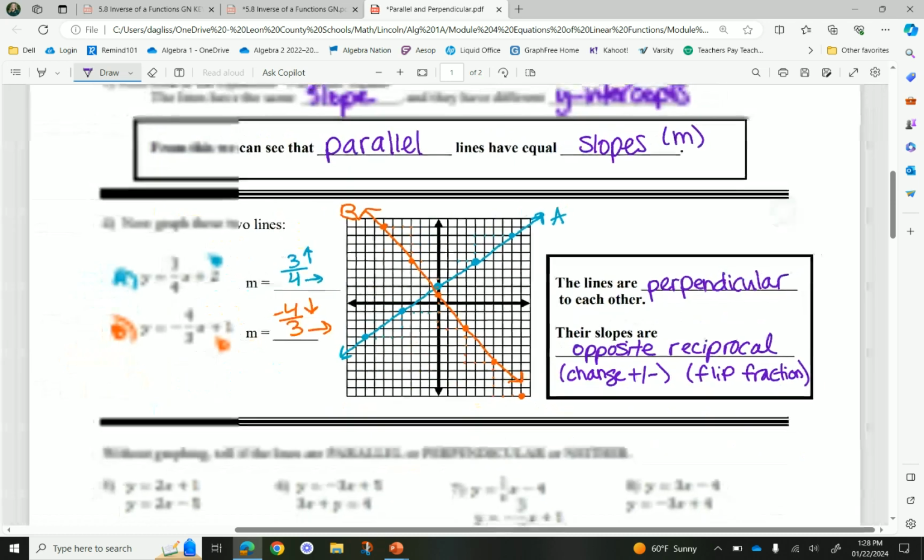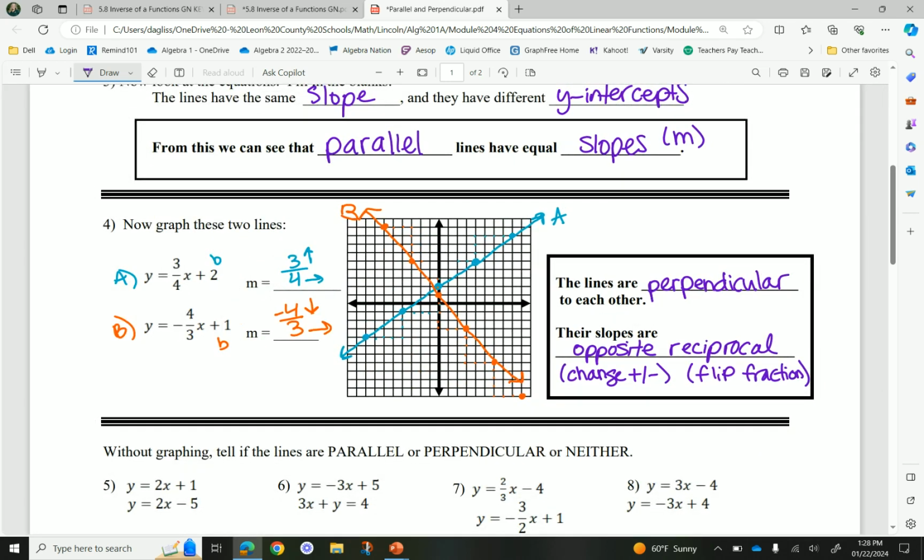Okay, so the big difference is going to be their slopes. If your slopes are the same, they are parallel. They're moving the same way, they'll never cross over each other. But if we have opposite reciprocals, they're very special. They're perpendicular. This means where they cross over each other creates a 90-degree angle. It's perfectly hitting it right in the middle.